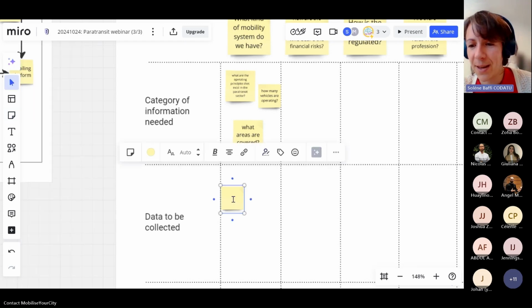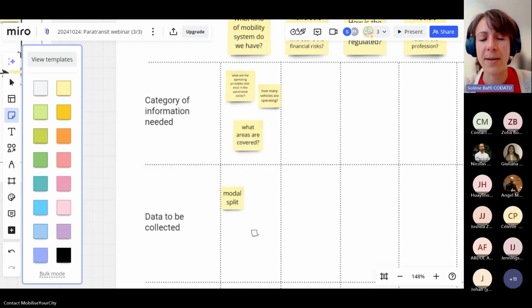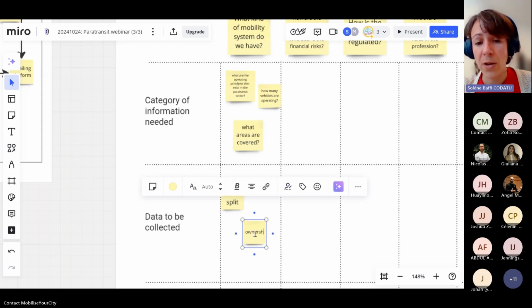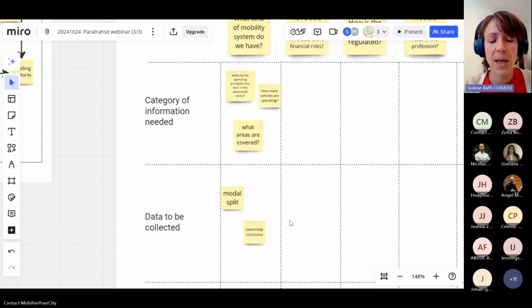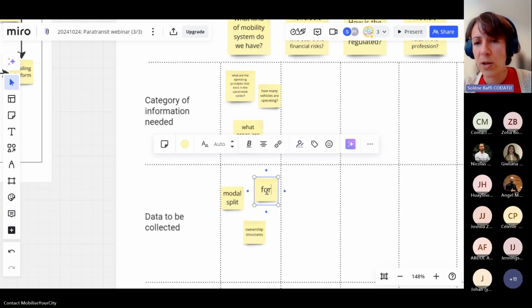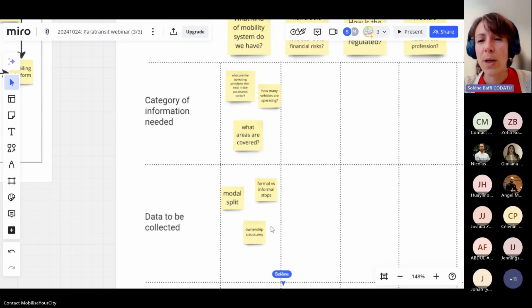So this is very interesting. Indeed, a basic piece of information to get would be the modal split. This is very important. The ownership structure as well, I think it's very relevant. This can be indeed a very important piece of information to collect. For these questions, we will also use it in the fourth question, which is related to the structure of the profession.